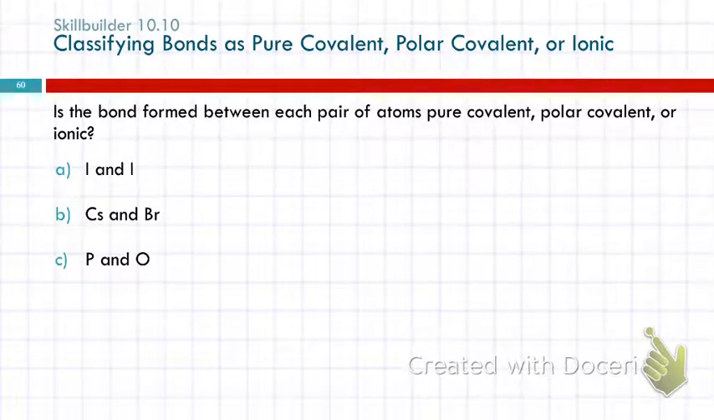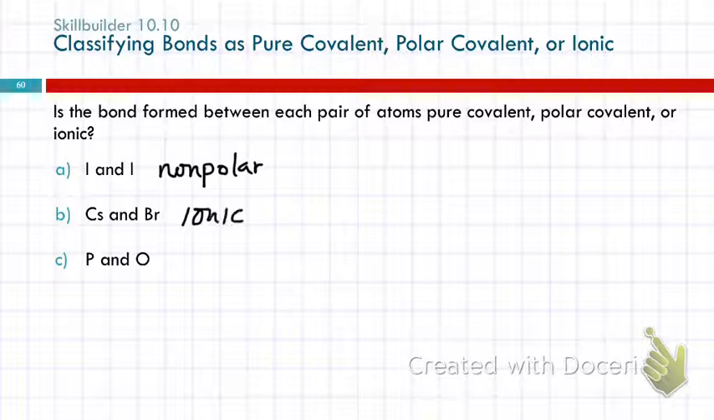So, let's do this one. Is the bond formed between each pair of atoms pure covalent, polar covalent, or ionic? So iodine and iodine, what's that going to be? Nonpolar. Two of the same element, so that's nonpolar. How about cesium and bromine? Got to look at the periodic table. That's ionic. Cesium's a metal, bromine is a nonmetal. How about phosphorus and oxygen? Polar covalent.